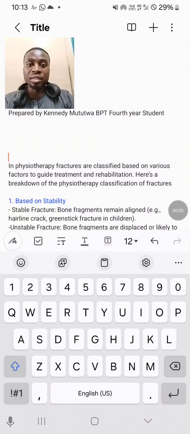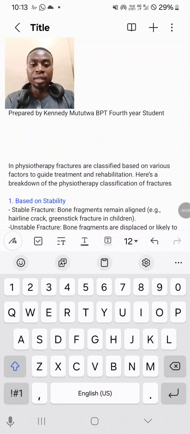My name is Dr. Kennedy, a fourth year physiotherapy student. I'm going to be presenting on the classification of fracture in musculoskeletal conditions physiotherapy.